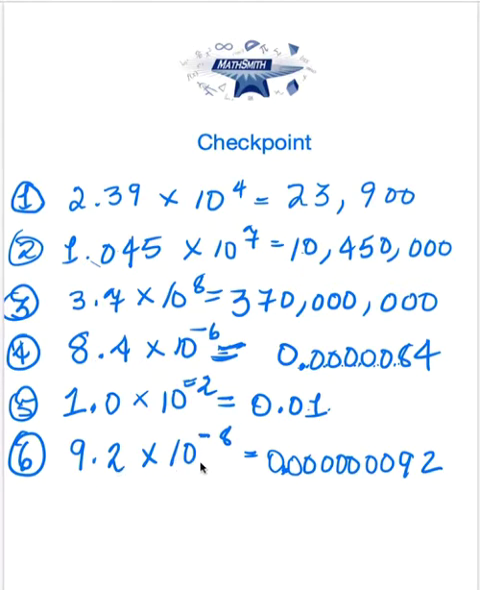And then 9.2 times 10 to the negative 8 power. It's going to move to the left 8 positions from 9, and you're going to end up with, I think, about 7 zeros in here. So it's 0.000000 or whatever, 7 zeros, 92.